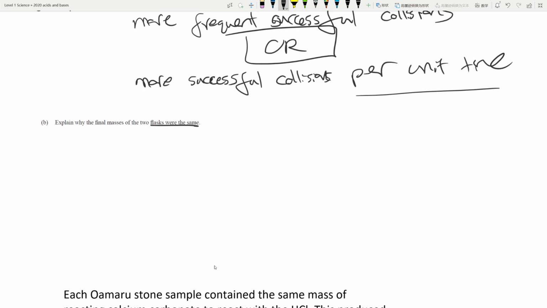And I love using the chicken example. If you put a whole chicken into the oven, cook for a certain amount of time, take it out and it's cooked, versus the same size chicken, exactly the same thing, but this time you chopped it up into smaller slices and put it in the oven, this one's going to cook faster because it has more surface area exposed to the heat of the oven. But at the end, do you get more chicken? Not really. You get the same amount of chicken, because the only thing that's different is how quickly they get cooked. So why were the final masses of the two flasks the same?